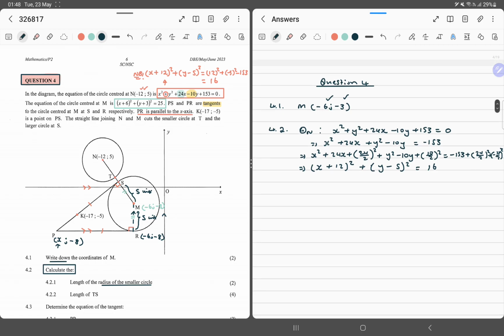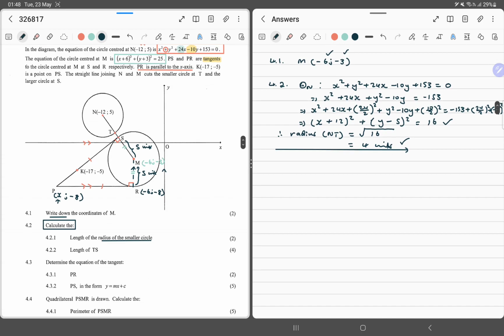So we can see that, okay, therefore the radius NT is going to be equal to the square root of 16, which is 4 units. Okay, not a problem. So here you just needed to complete the square. So essentially getting here and here is where the marks are. The rest of the gymnastics is applications of stuff that you already know. Okay, let's move on. That was 4.2.1.